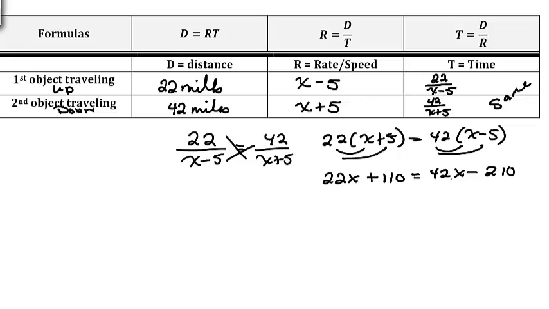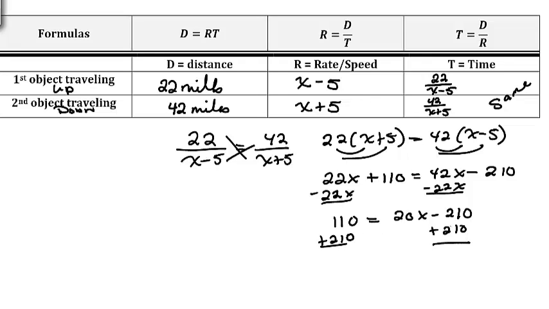We want to gather up the x's on the same side, so I'm going to subtract the 22x from both sides. You could subtract the 42x from both sides, but I'm going to keep my x's positive. So I get 110 equals 20x minus 210. And then we're going to add the 210 to both sides. And that gives us 20x equals 320.